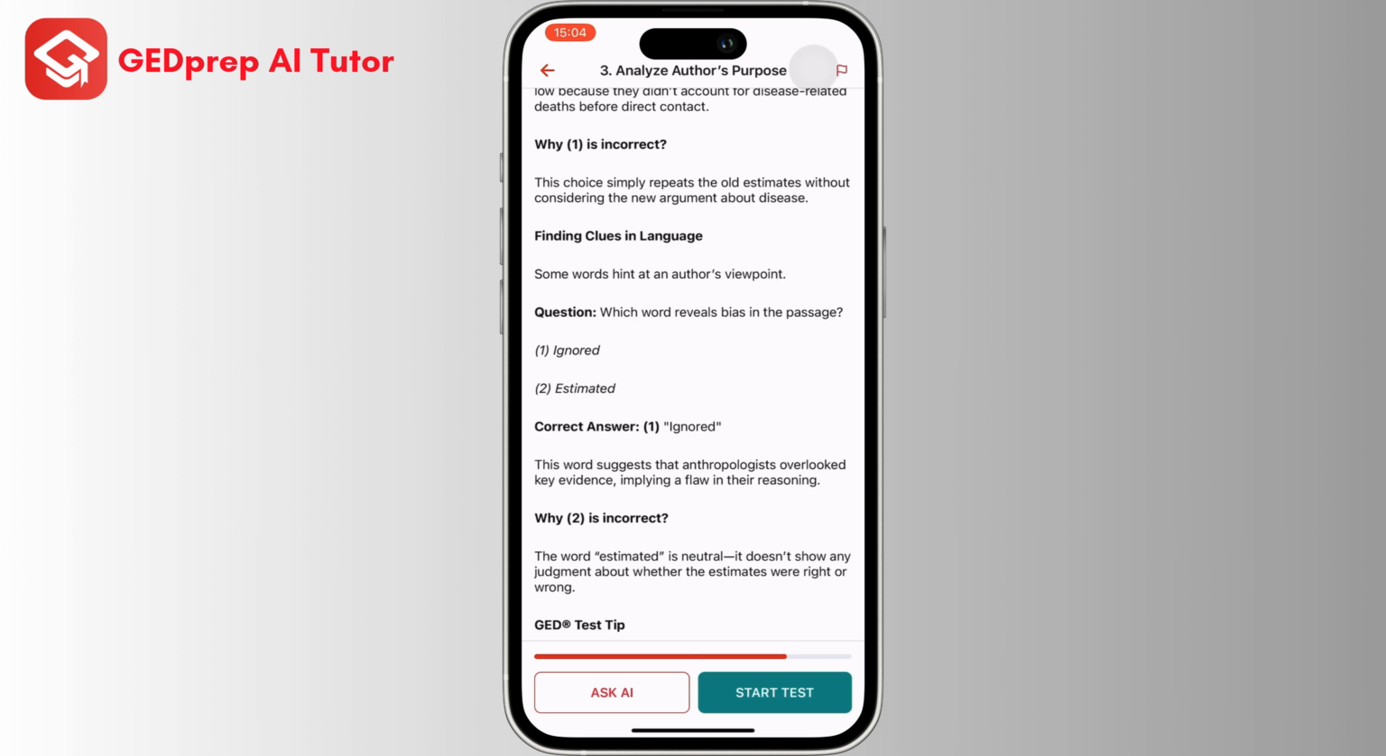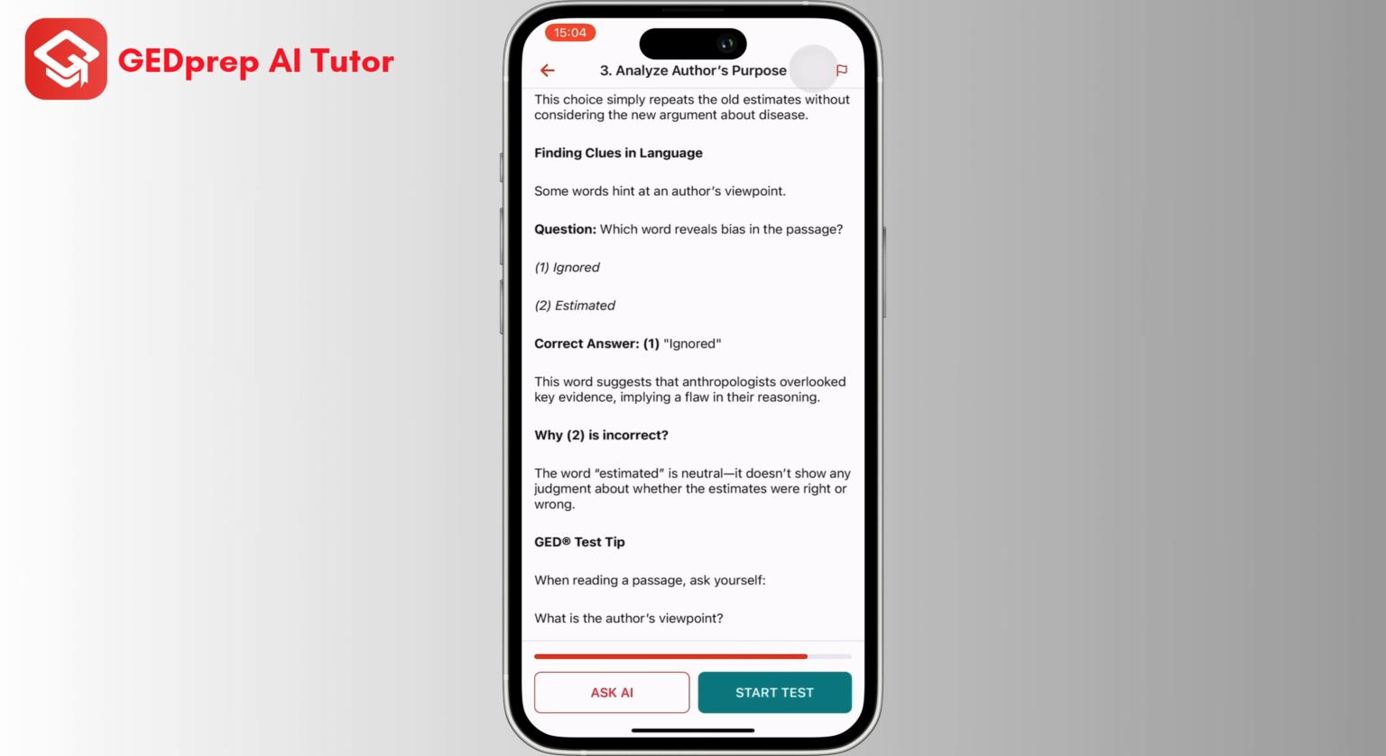Finding clues in language. Sometimes the author's word choice gives away bias. Question: which word reveals bias in the passage? 1. Ignored. 2. Estimated. Correct answer: the word ignored suggests that anthropologists overlooked important evidence, which implies a flaw in their reasoning. Why is the option estimated incorrect? Estimated is a neutral word. It simply describes making a guess or calculation.